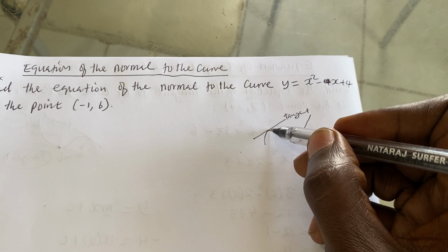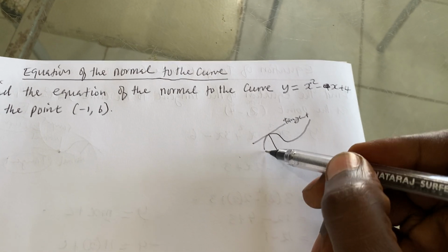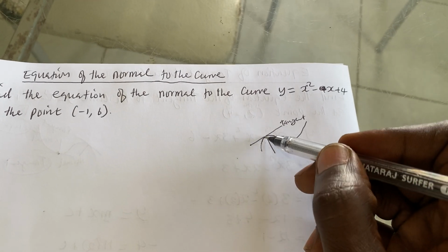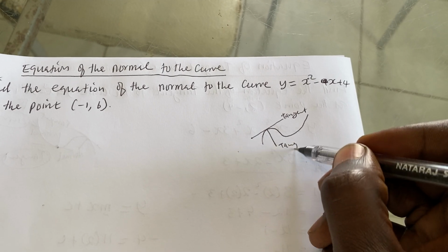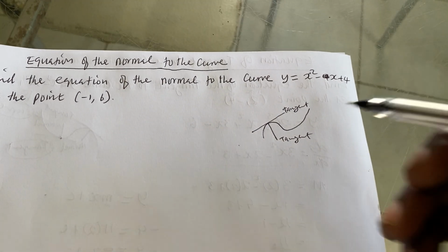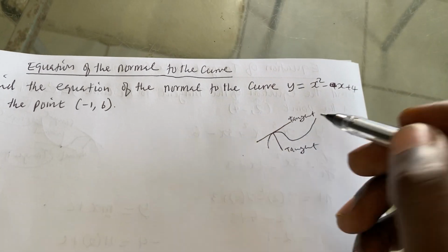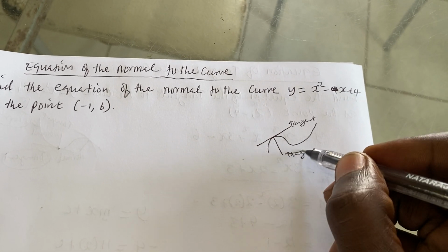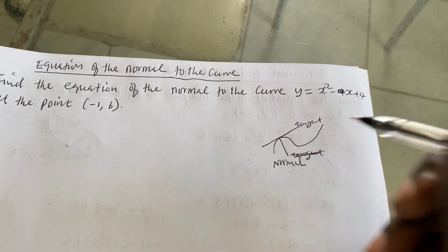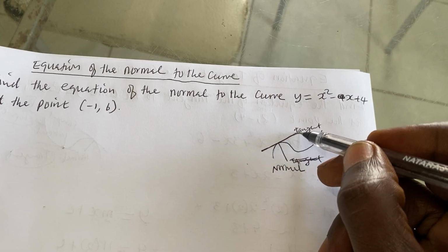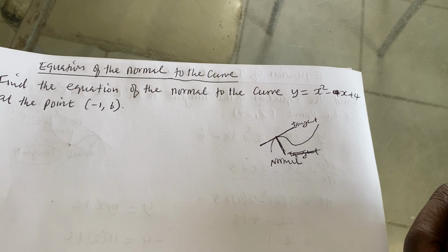And if we draw another line on the intersection of the curve and the tangent, so this line here, sorry, not the tangent, the normal. So this line we call the normal. Now the tangent and the normal are perpendicular lines.